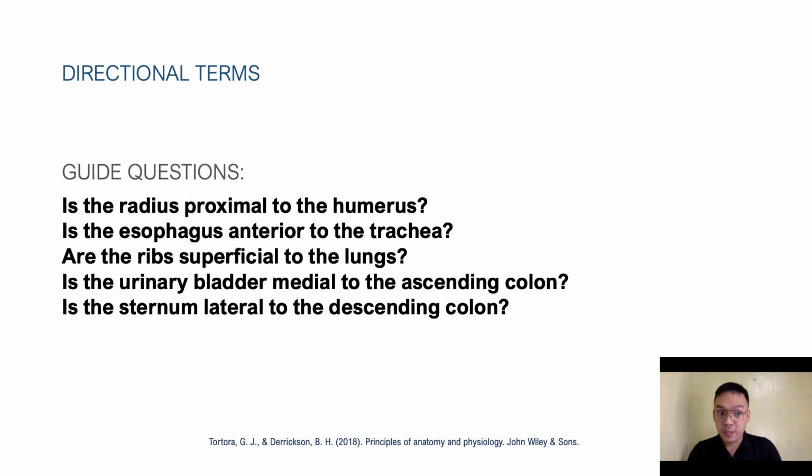First, it's no. The radius is distal to the humerus. Second, also no. Your esophagus is posterior to the trachea. Number 3, yes. The ribs are superficial to the lungs. The fourth, it's also yes. The urinary bladder is medial to the ascending colon. And lastly, no, because the sternum is medial to the descending colon.